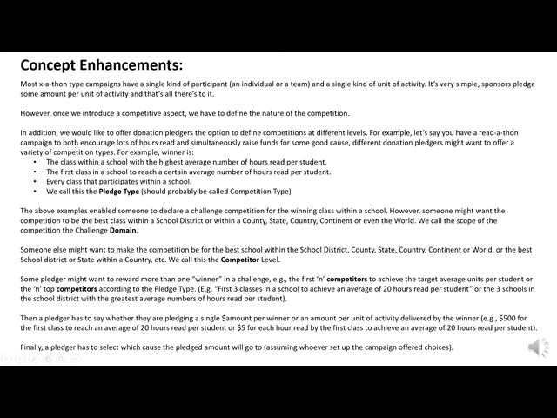Then a pledger has to say whether they are pledging a single amount per winner or an amount per unit of activity delivered by the winner. Most athons, you're pledging per unit of activity. But one could say here we're pledging $500 for the first class to reach an average of 20 hours read per student, and that's it. It's just one time of $500 for the first class.